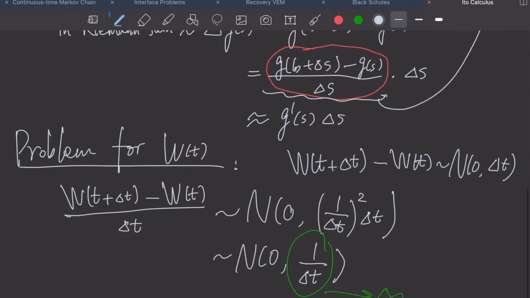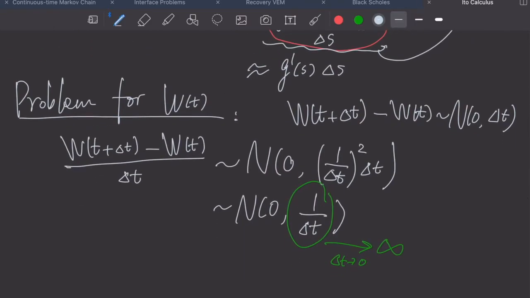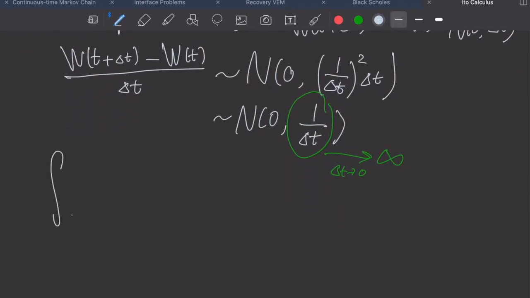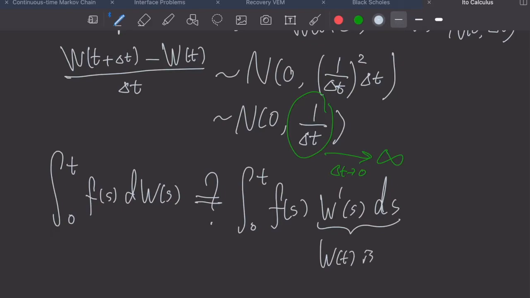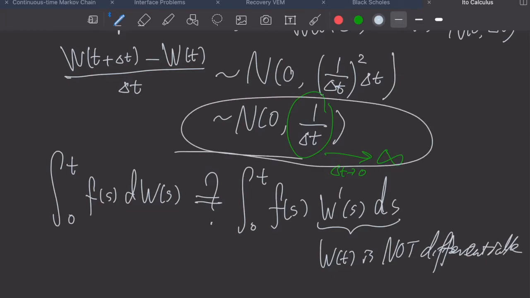However, in stochastic calculus, when we compute this, it doesn't make any sense to write something like W prime of s ds, because W of t is not differentiable, by this argument. Now, how do we do it? We still do it the Riemann sum way, okay?